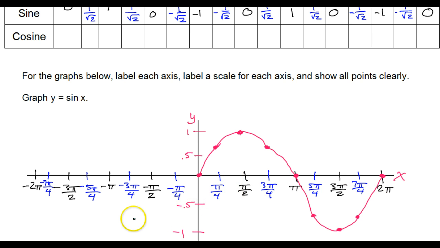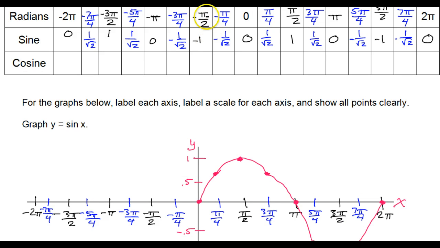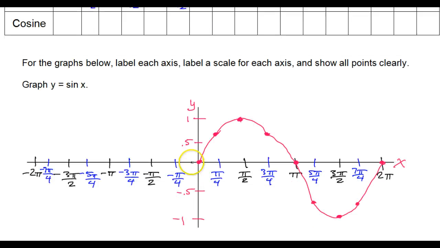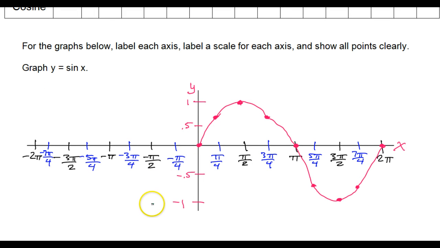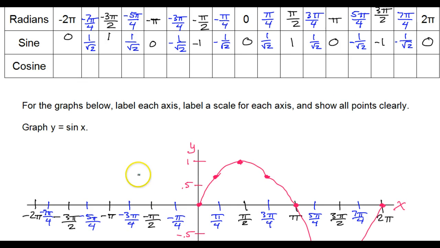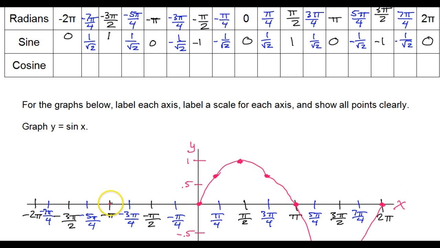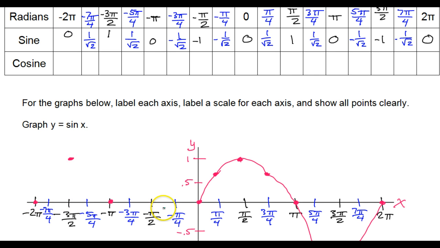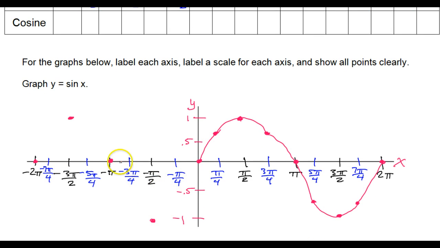Now let's do the negative side quickly. At negative pi over 2 we are at negative 1, so that's going to be down here. And then at negative pi we are at 0, so that's going to be right here. Then at negative 3 pi over 2 we're up at 1, and then at negative 2 pi we're back down to 0. So you can see this pattern that began on the positive side just continues to repeat.